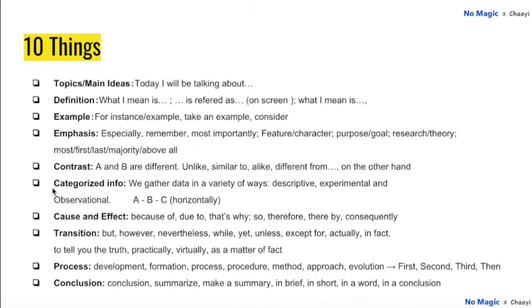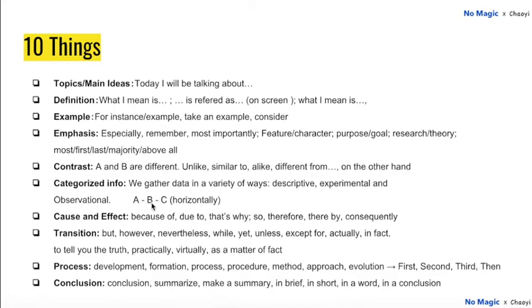Also, categorize the information in your notes. Here is an example of categorized information. We gather data in a variety of ways: descriptive, experimental, and observational. Those three are three ways people use to gather data. So you can put those three category words horizontally.